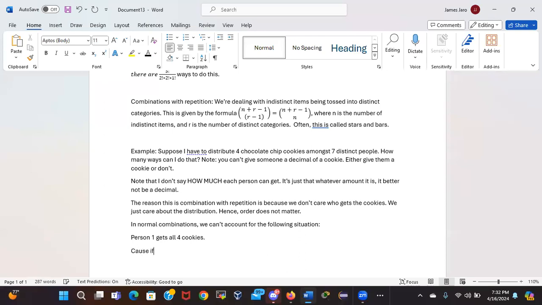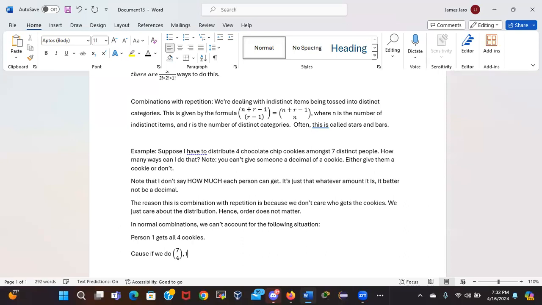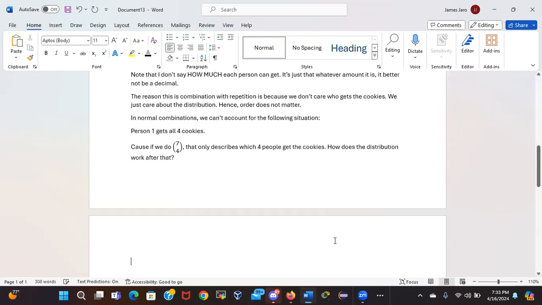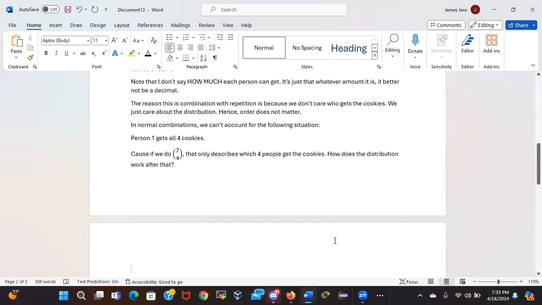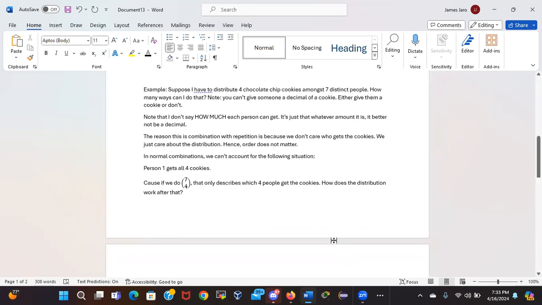Because if we do, most people would usually jump to the conclusion that it's 7 choose 4. Well, that only describes which 4 people will get the cookies. How does the distribution work after that? Does that make sense? Like I could say that the first 4 people get cookies, but they never specified how the cookies are being distributed, and so on and so forth.